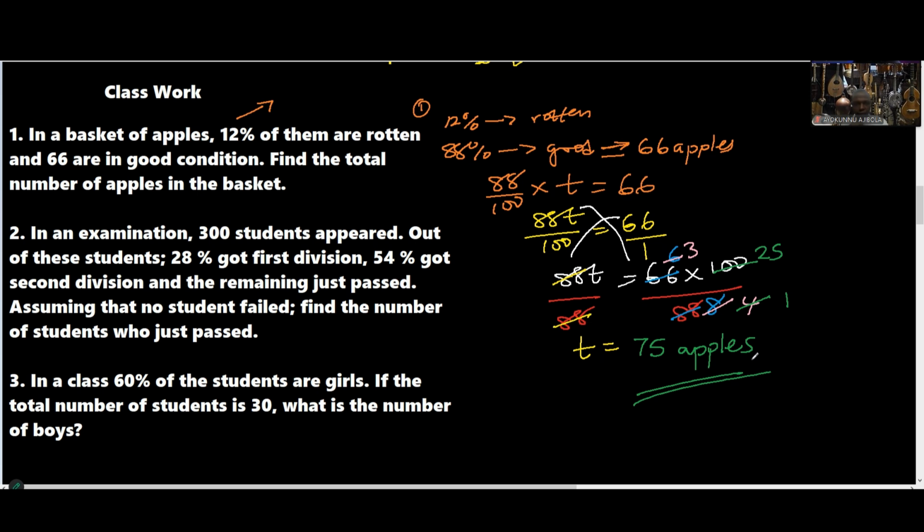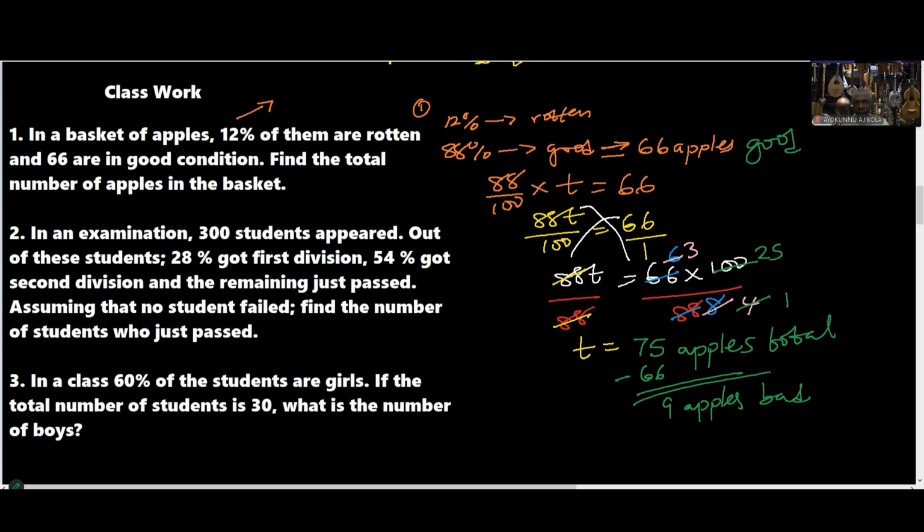So out of the 75, we have 66 that are good. So can you find the number that are bad? If you remove 66 from 75, 15 minus 6 is 9, and 6 minus 6 is 0. So 9 apples are bad. 75 apples total, 66 apples good, 9 apples bad. And that's 12%. So 12% of 75 is 9.